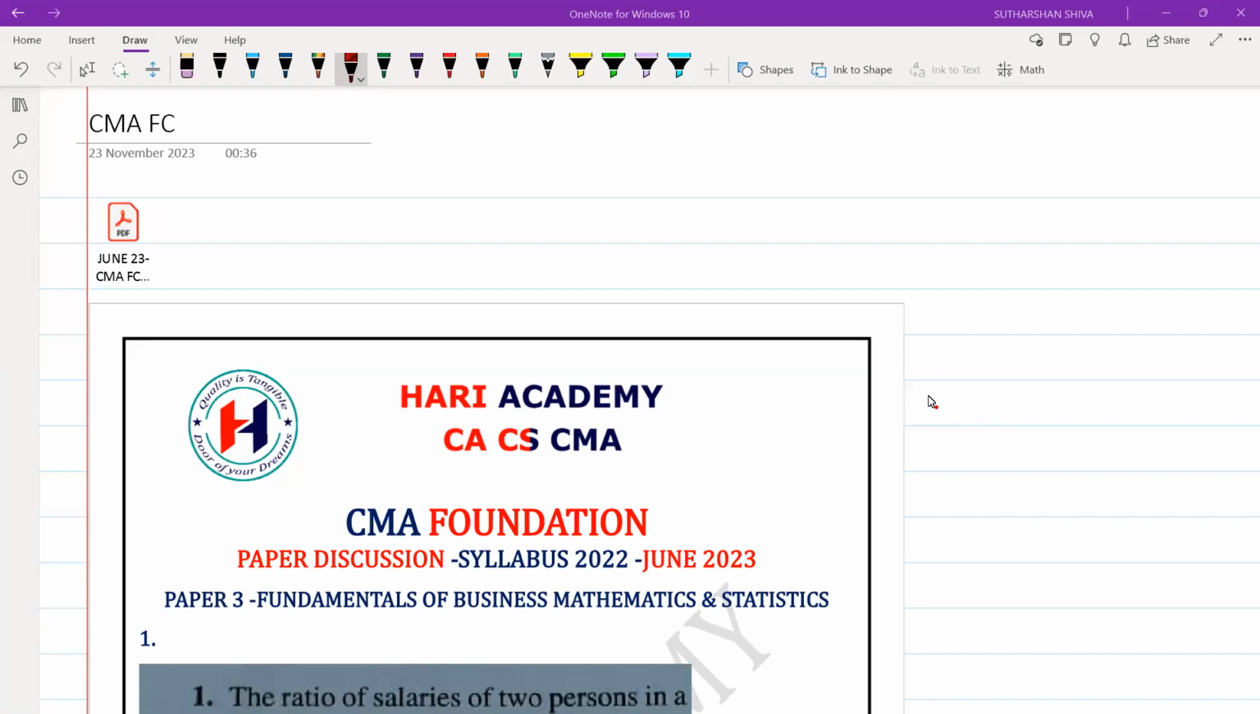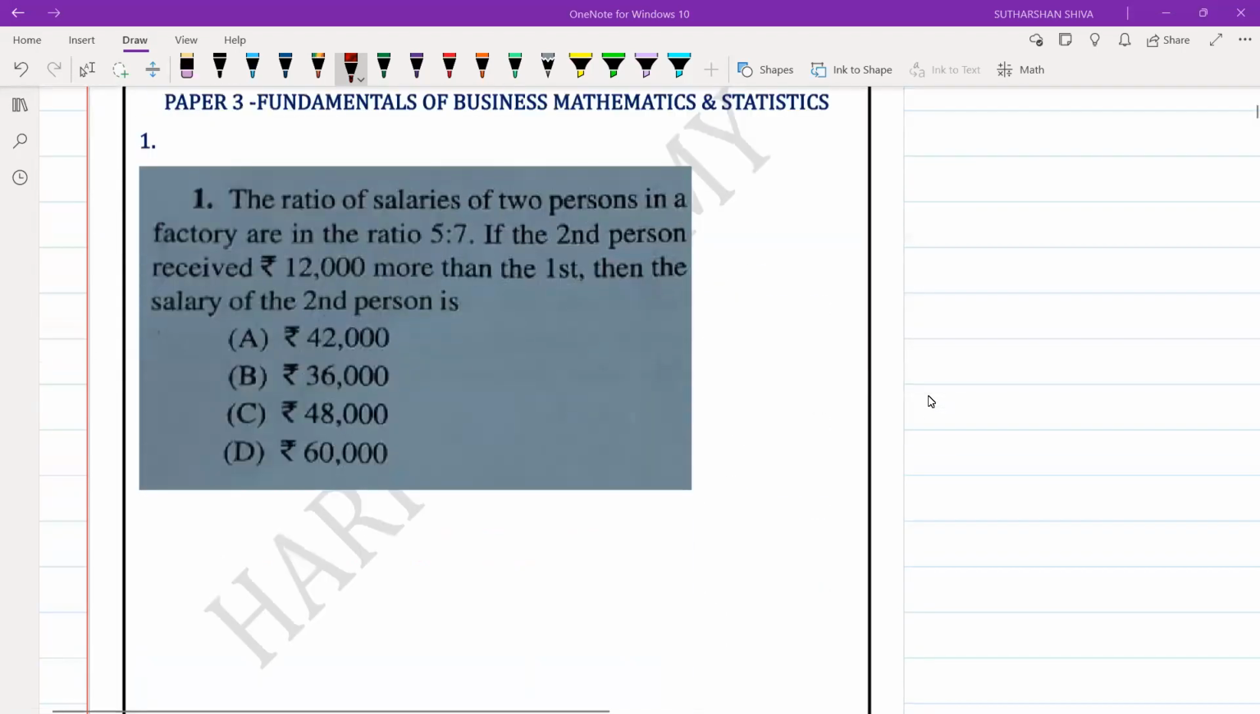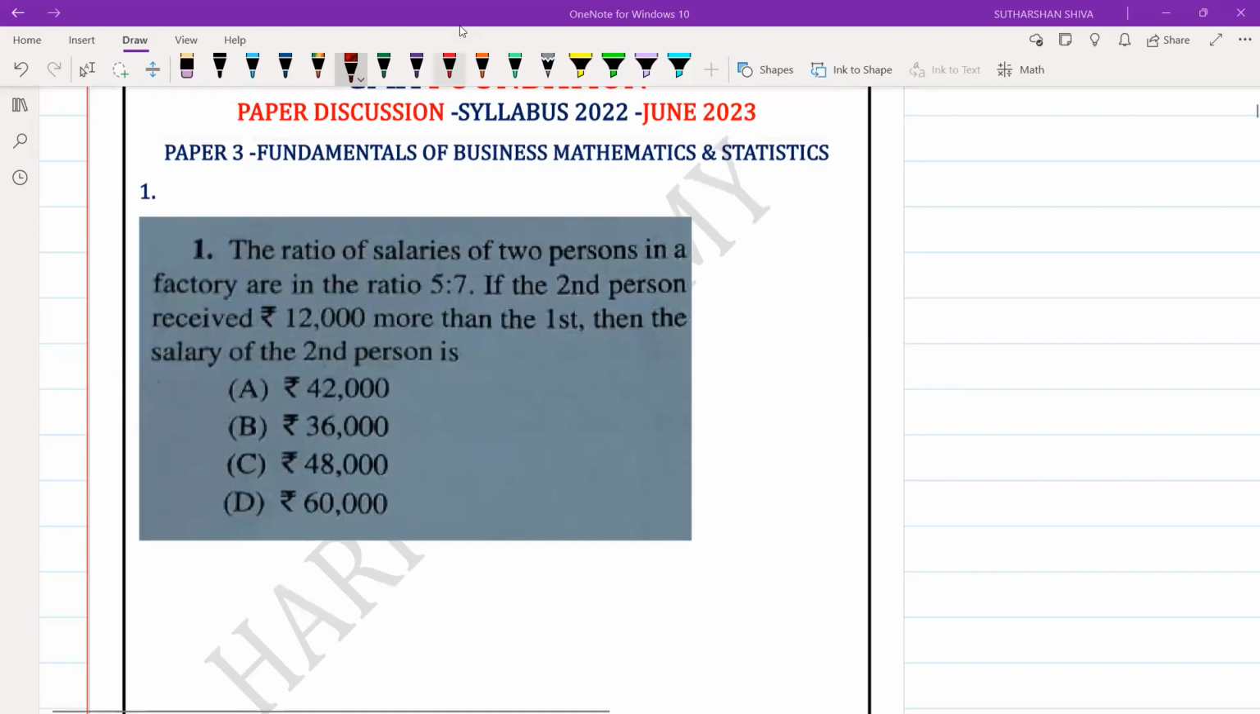Now we will start with question number 1. What is question number 1? They have been testing you. The ratio of salaries of 2 persons in a factory is 5:7. If the second person received 12,000 more than the first person, then find the salary of the second person.